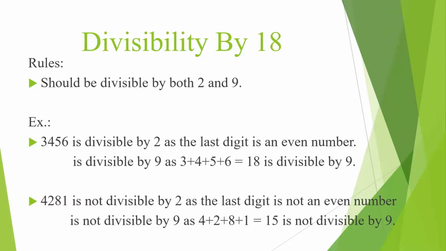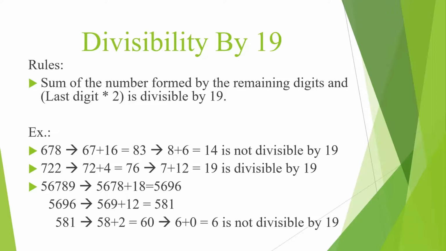Let us consider another example, 4281. As the last digit is an odd number, this number is not divisible by 2. For the divisibility rule for 9, we will sum up all the digits. 4 plus 2 plus 8 plus 1, which is nothing but 15. 15 is not divisible by 9. So this number 4281 is not divisible by 18.